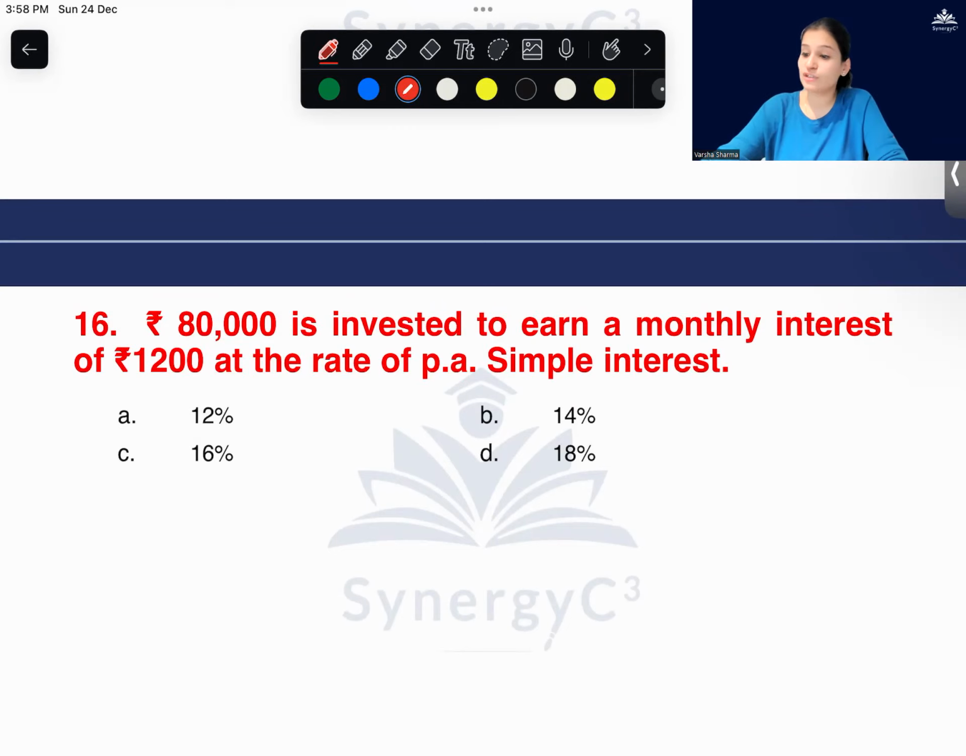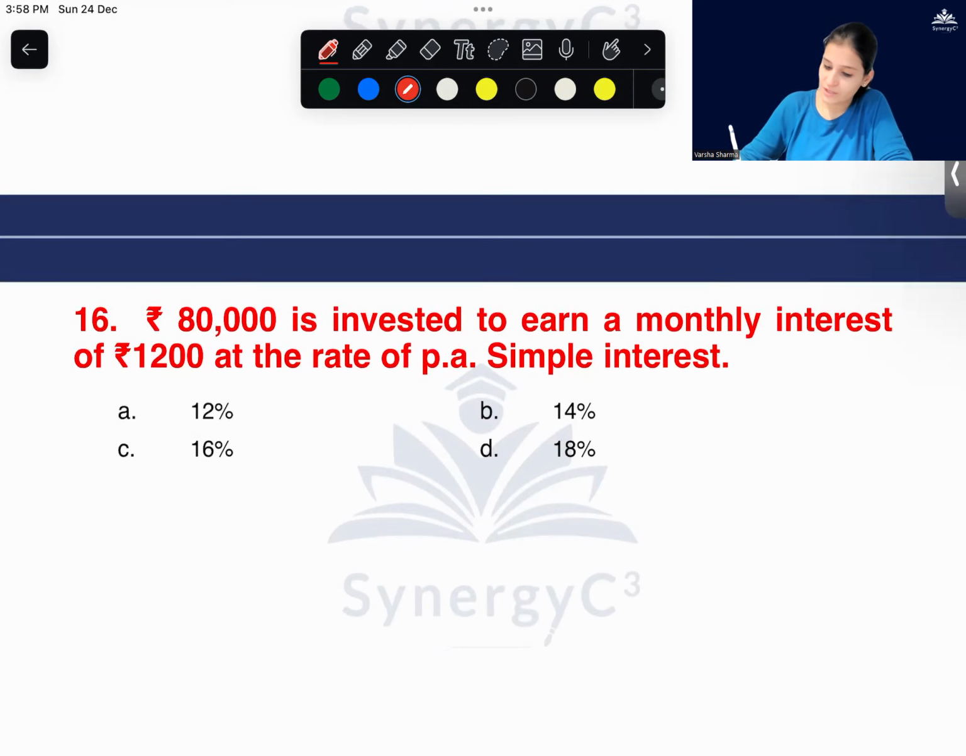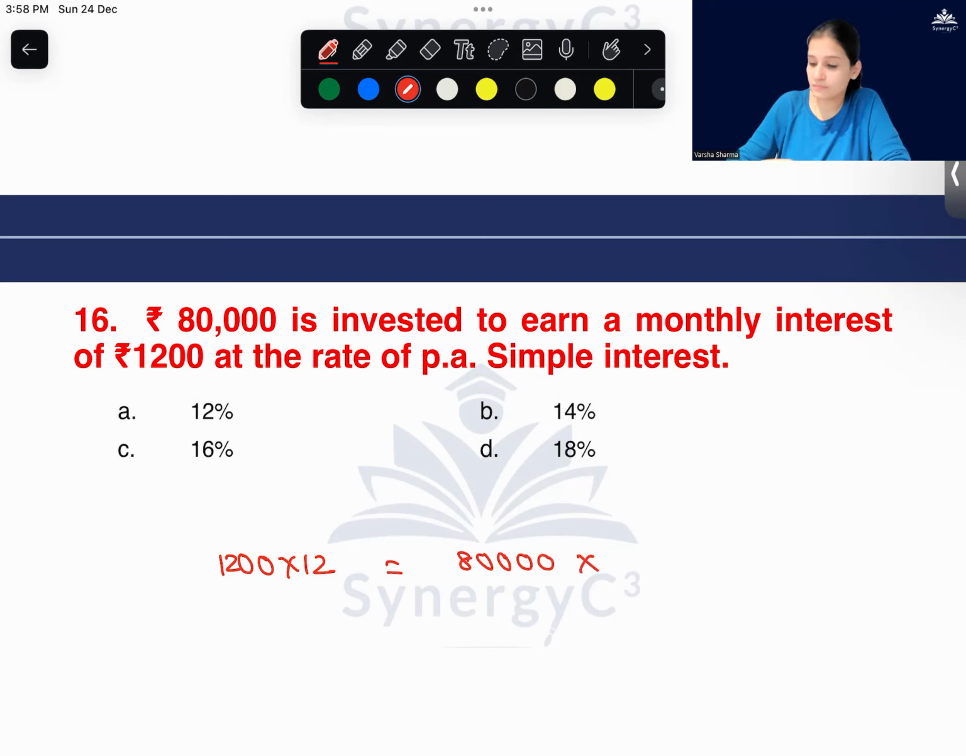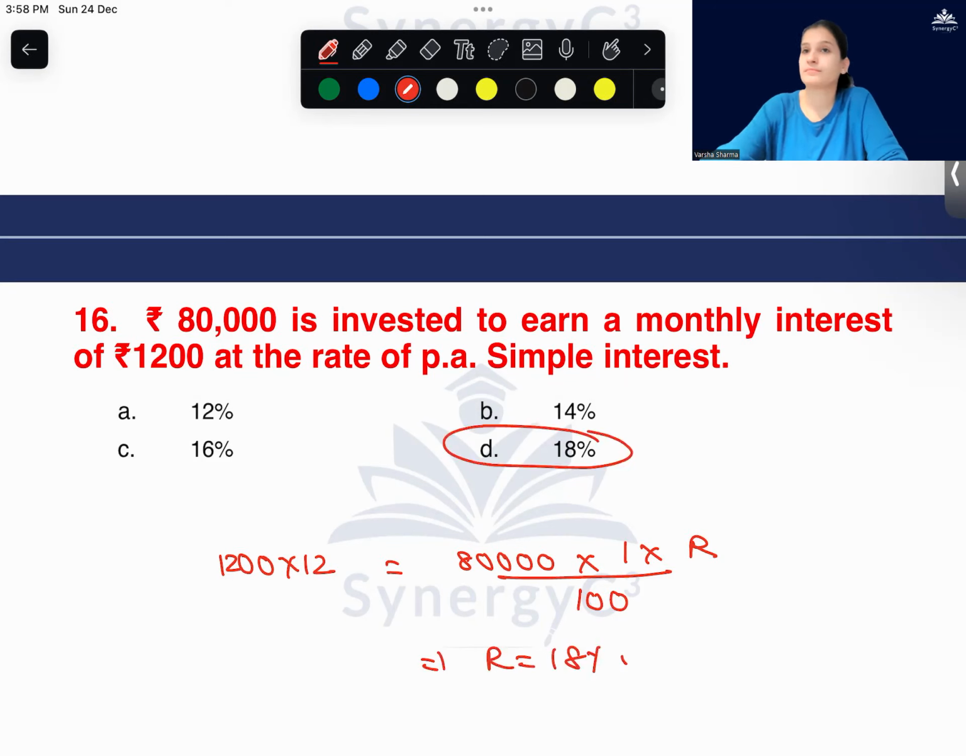Monthly interest is 1200. So the yearly will be 1200 into 12. The interest is 1200 into 12. Then principal 80,000, time 1 year. Rate missing. How much? Option D. Done. One more essay question was there. I guess it will come later on.